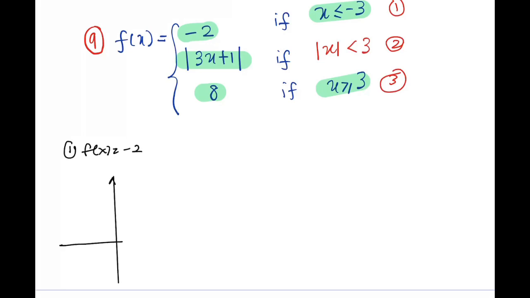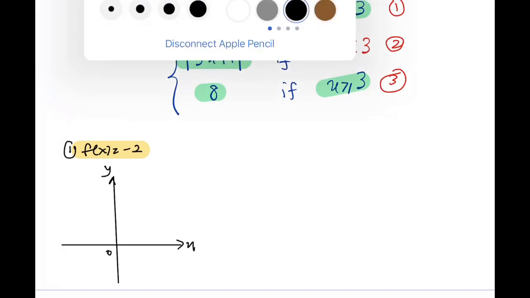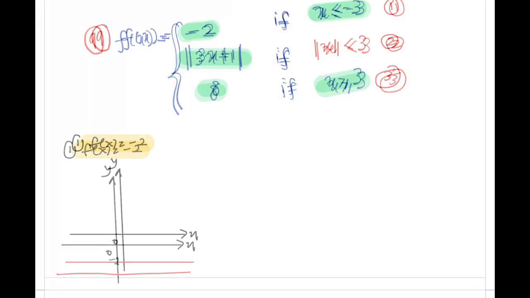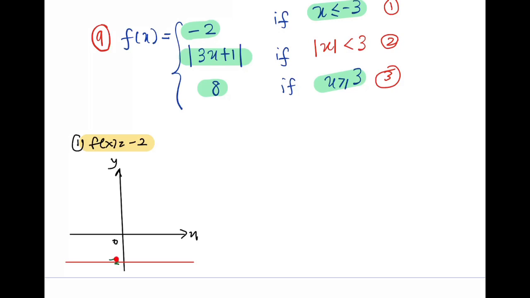Let's draw the x-axis, y-axis, and also the origin. Now let's focus here. You want to draw f(x) equal to minus 2. This is just a straight line here. Then let's name the coordinate here as minus 2. What do we want? We want the endpoint part, which is x less than or equal to minus 3. Let me write here: when x is minus 3, your y is still equal to minus 2.